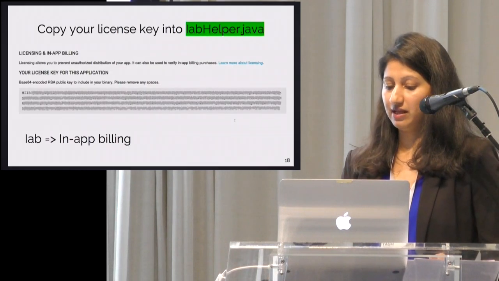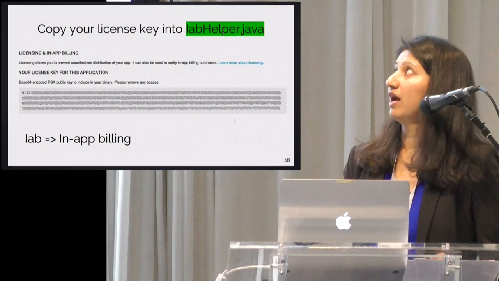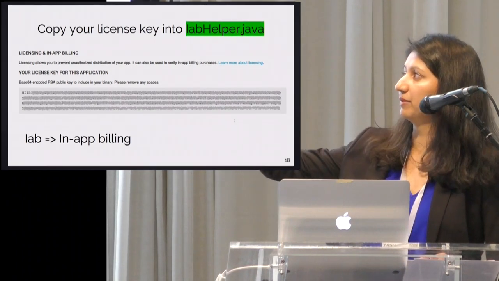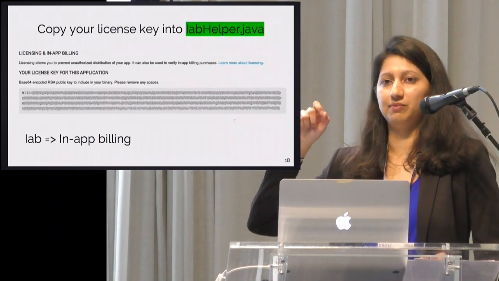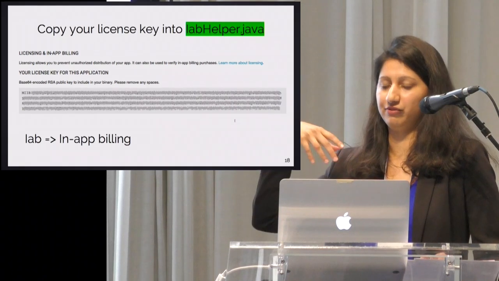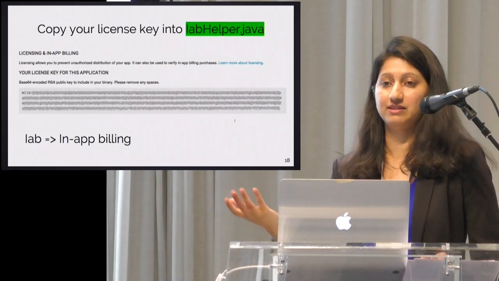Once that is done, head back to your Google Play Developer Console and copy your public key into your IABHelper.java class. This is a class that you copied from the Trivial Drive sample app. IAB stands for in-app billing.